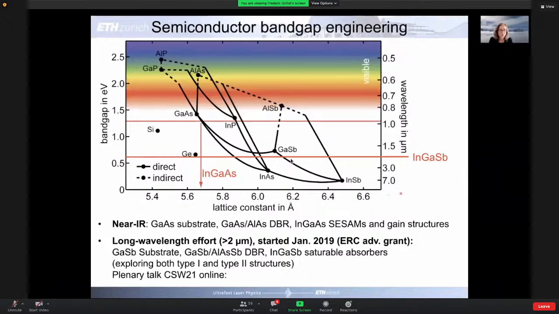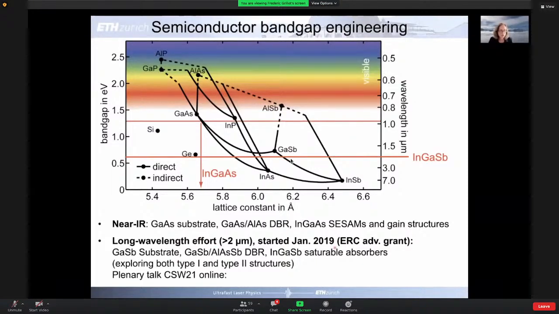All our earlier work was done with indium gallium arsenide gain materials operating around 1 micron. And there is, of course, a strong interest in the long wavelength regime in spectroscopy.